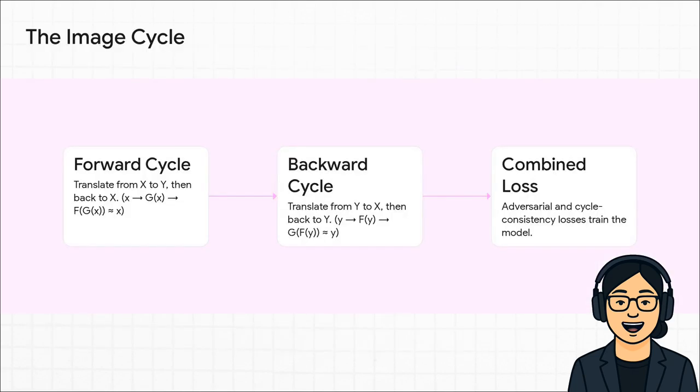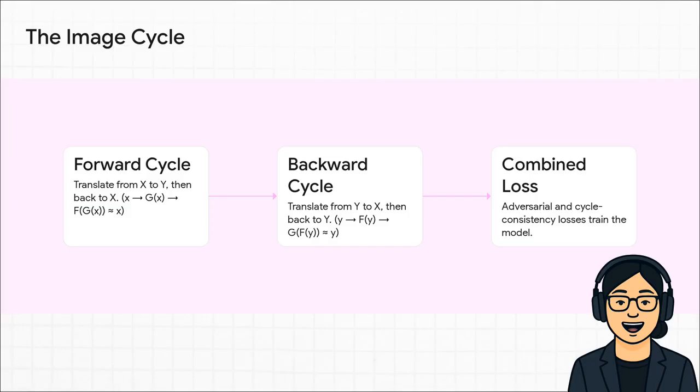So here's how they applied that to the images. The AI takes a horse picture, generates a fake zebra, and then, and this is the kicker, it uses a second AI to try and turn that fake zebra back into the original horse. Then it looks at its final horse and compares it to the one it started with.